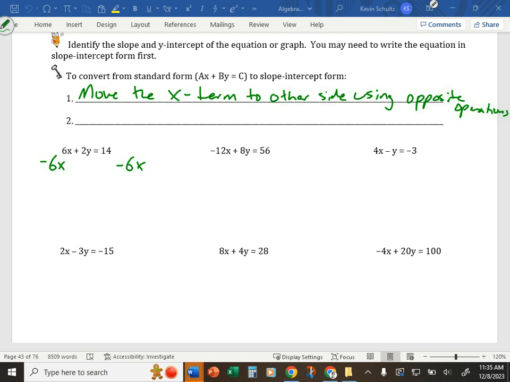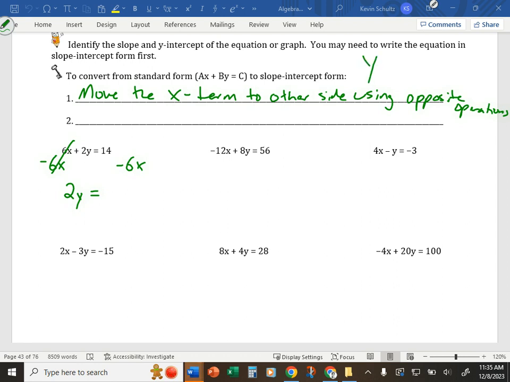Can we combine 14 and negative 6x? No, because the 14 doesn't have an x and the 6x does. And so we can't combine them. What we're left with on the left side is just the 2y, because we moved the 6x's over. And on the right side, where should we put that negative 6x? Before the 14 or after the 14? Before the 14. Why before the 14?